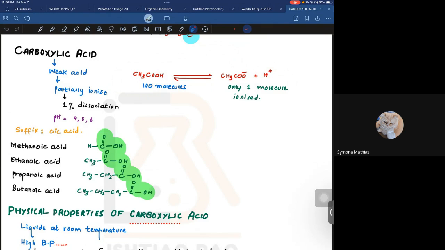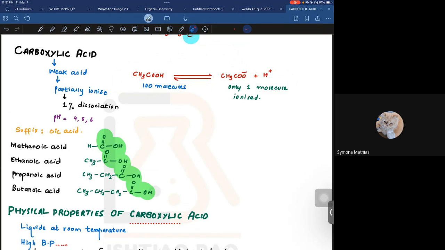So for a weak acid, the pH is 4, 5, or 6. When the pH is near 7, this is a weak acid. And when the pH is away from 7, like 3, 2, or 1, you can say that this would be a strong acid.